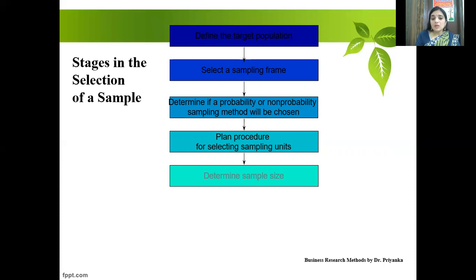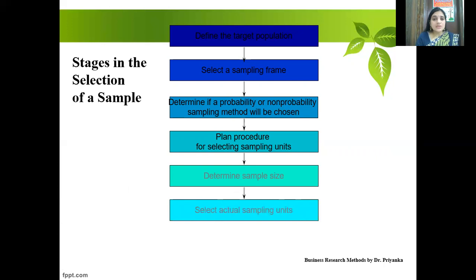Though we have some formulations to decide sample size on the basis of target population, so many things are there. This would be studied in the third video of this particular unit. Third video is all about sample size.